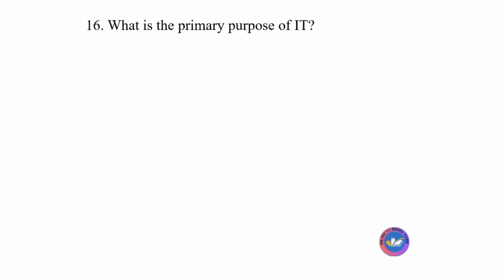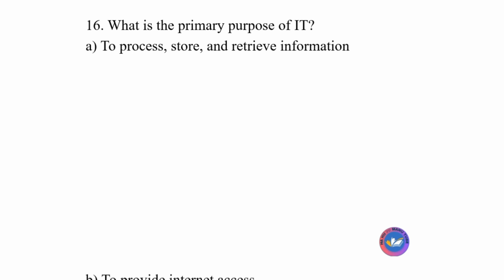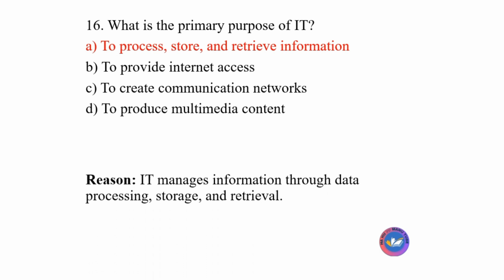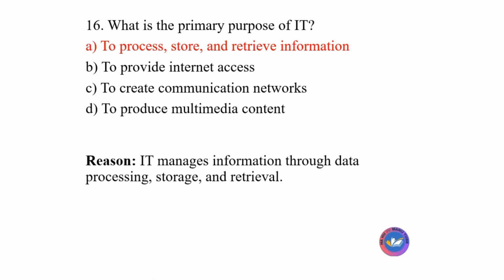Question number 16. What is the primary purpose of IT? A. To process, store and retrieve information. B. To provide internet access. C. To create communication networks. D. To produce multimedia content. The answer is to process, store and retrieve information. IT manages information through data processing, storage and retrieval.